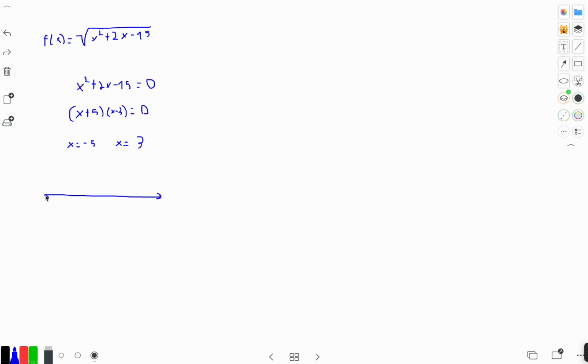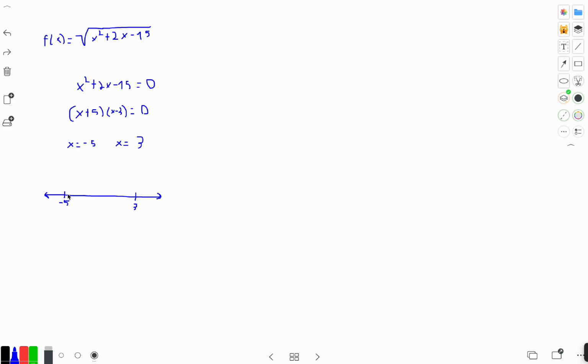and we're going to plot these points. For example, let's put -5 right here, and we can put 3 right here. It doesn't really matter where you put them. This is more just to have a visual image in your mind. Now we're going to test values. So we have 3 intervals: -5 and to the left, in between -5 and 3, and 3 and to the right. So let's start off by testing a value on the left of -5.